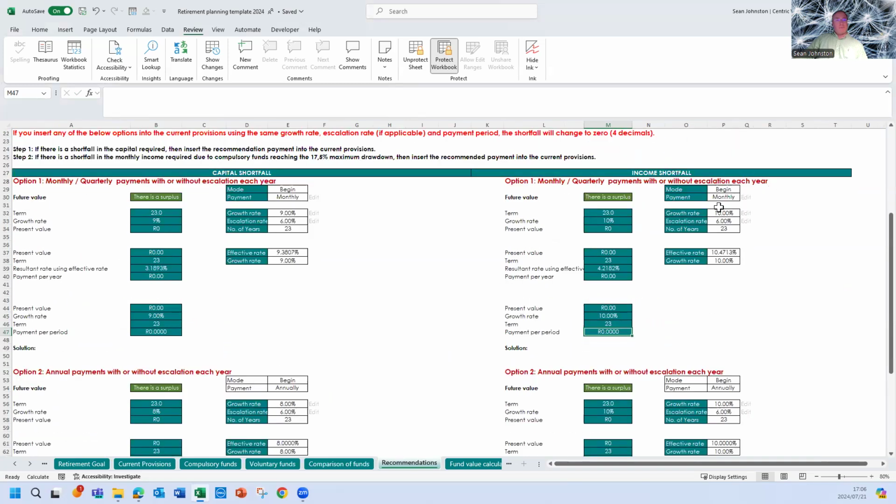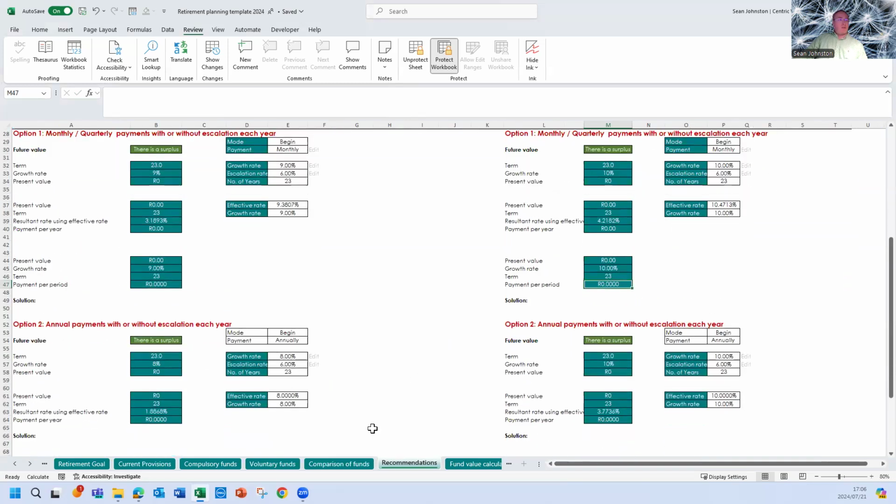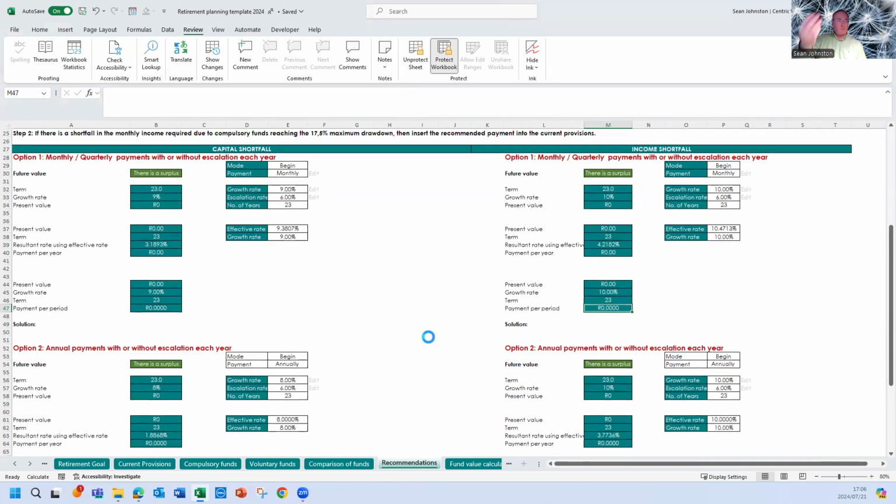But the point I'm making is this just shows you how to make those calculations and those decisions. Obviously, you can play around with all these values over here. But the first thing you want to do is first establish your goal, current provisions, how that's going to play out to retirement, comparison of funds. If there's a shortfall, you either tweak your current investments in terms of the contributions or the potential growth, or you take out an additional investment with the guidance of a financial planner, and then you monitor your portfolio on an annual basis.